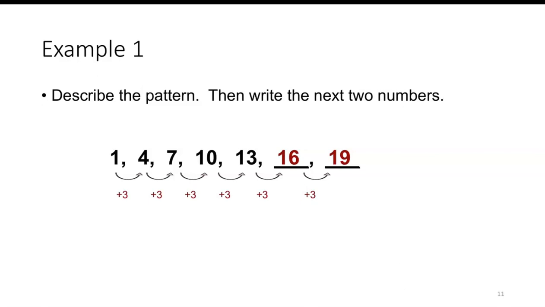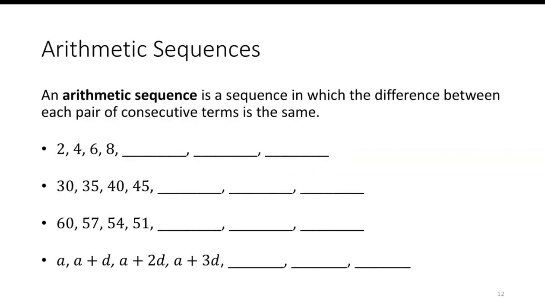Now, this type of pattern where you keep adding the same amount over and over again has a special name, and it's called an arithmetic sequence. An arithmetic sequence is a sequence in which the difference between each pair of consecutive terms is the same. So if you're going from 2, 4, 6, 8, each time I'm adding 2. So 2 plus 2 is 4, plus 2 is 6, plus 2 is 8, plus 2 more would be 10, plus 2 more would be 12, plus 2 more would be 14.